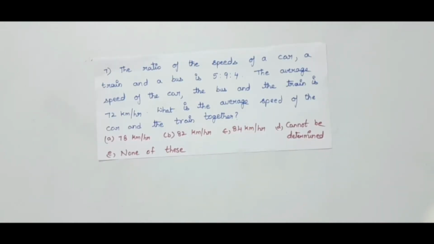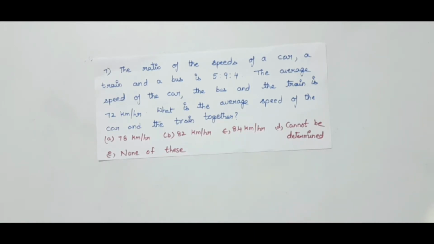Next problem. The ratio of speeds of a car, a train and a bus is 5:9:4. The average speed of the car, the bus and the train is 72 km per hour. What is the average speed of the car and the train together? Options given as A 78 km per hour, B 82 km per hour, C 84 km per hour, D cannot be determined, E none of these.